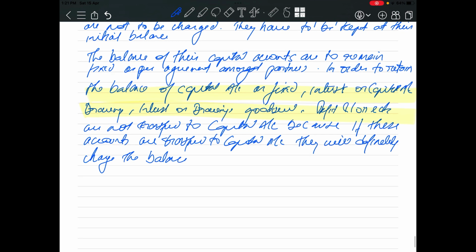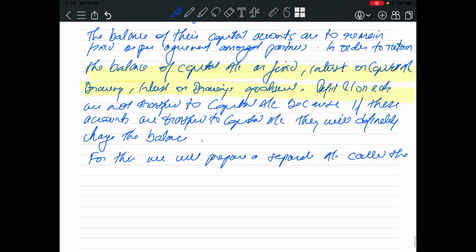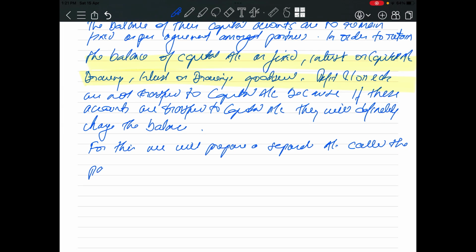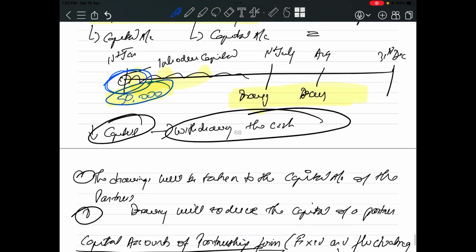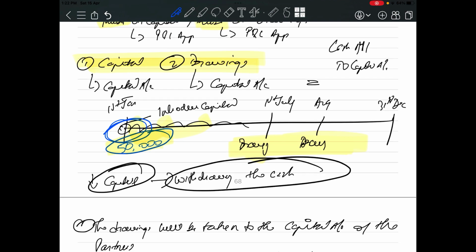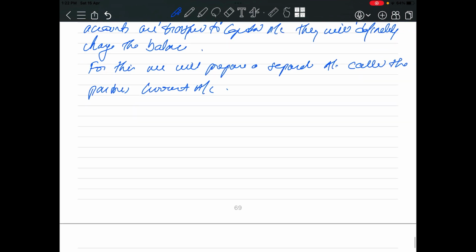For this we will prepare a separate account called the partners' current account. Partners' current account. Okay, simple. So in this I've told you now that interest on drawings will go to, and interest on capital will go to, the P&L appropriation account. So that was from the point of view of the firm.